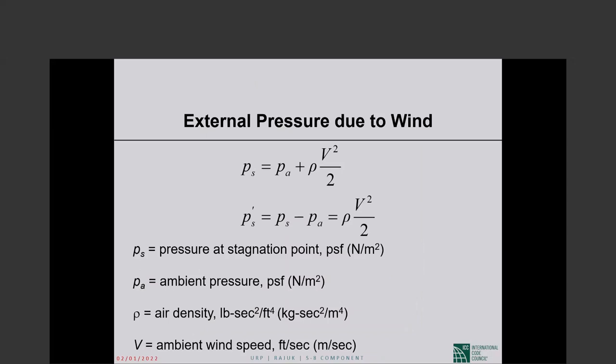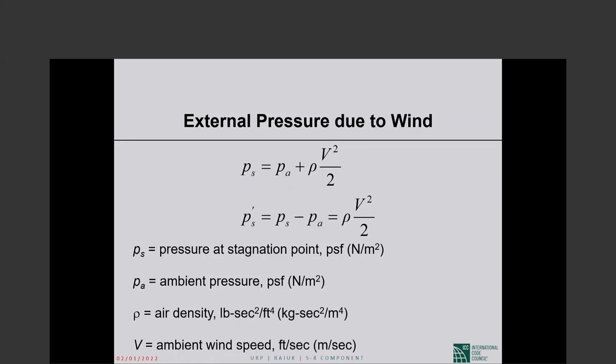This is kind of physics, if you like. The stagnation pressure that I was talking about is ambient pressure plus rho v squared by 2, rho being the air density, kilogram per meter cubed, v being the wind speed in meters per second. The units you will have to figure out because it is metric.